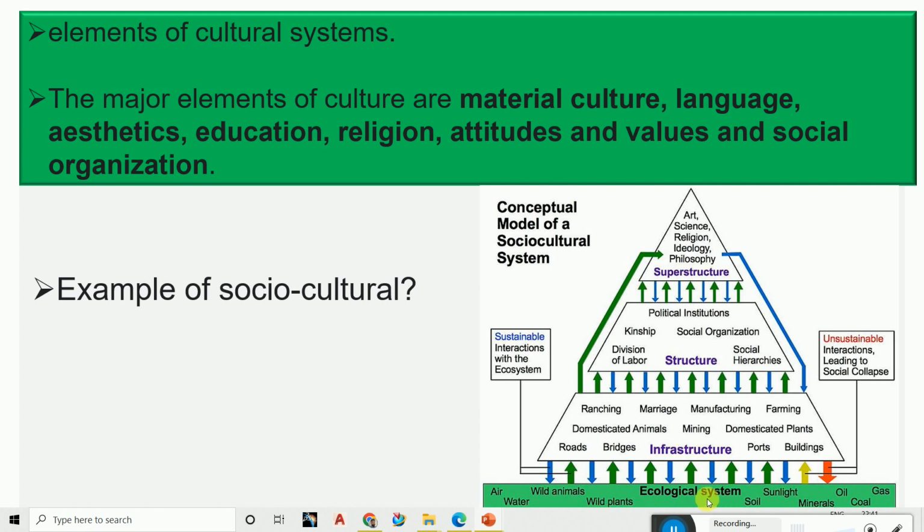With the help of the ecological system you can create our infrastructure, in the sense of roads, bridges, ports and buildings. And then with the same infrastructure you can build a sustainable interaction with the ecosystem. Okay, and then the eco-social clubs. So there is the structure. In the political institutions we divide labor, level and social health care. So here are the substructures.